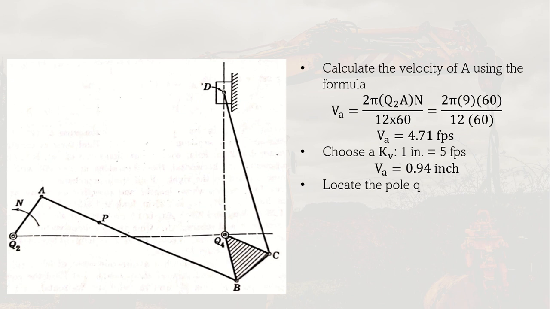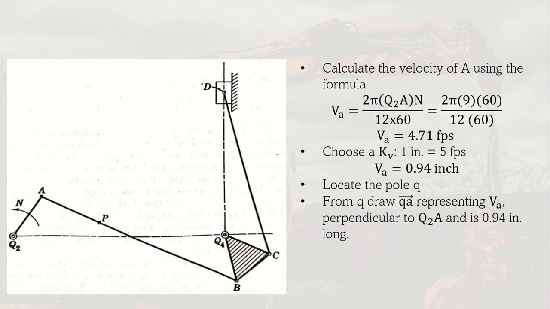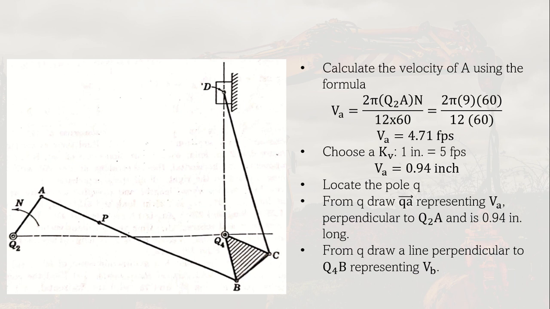So you locate the pole Q first, and then from Q you draw QA representing the velocity of A, which is perpendicular to the line Q to A and is 0.94 inches long. So how do we do that? From Q, we'll also draw a line perpendicular to Q4B representing VB. So first we'll locate the pole Q. The location of pole Q is actually depending on you.